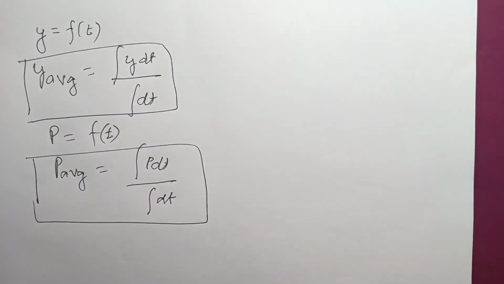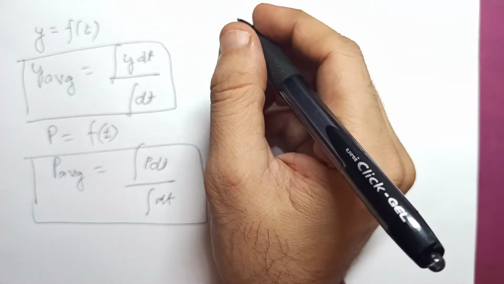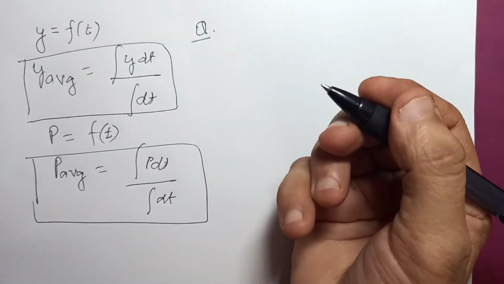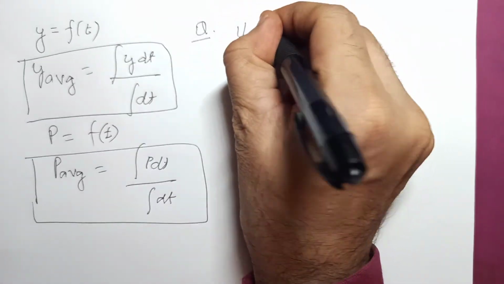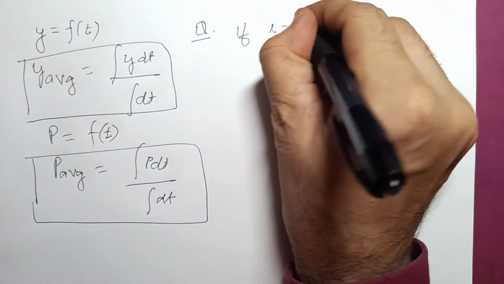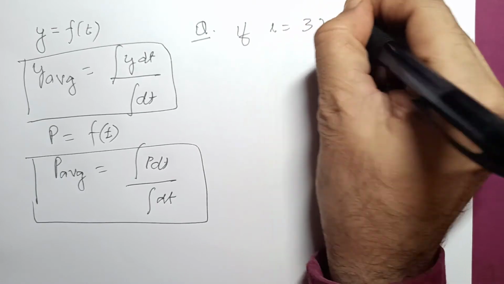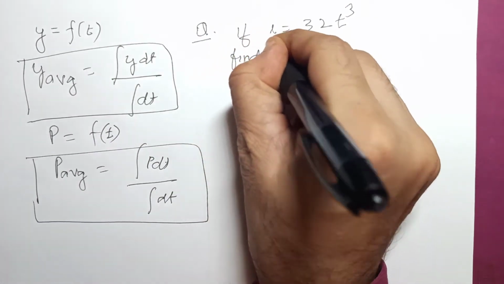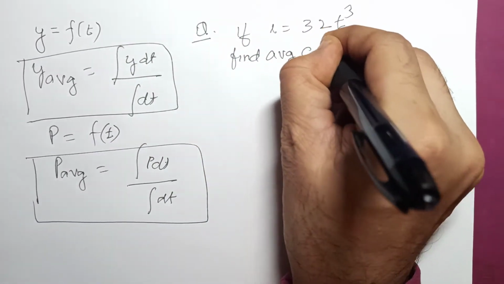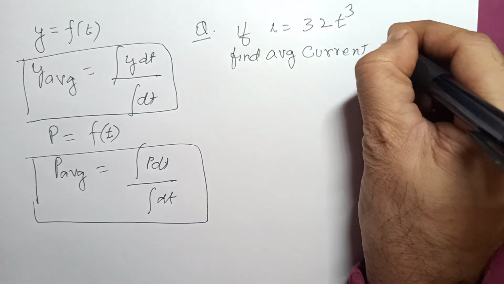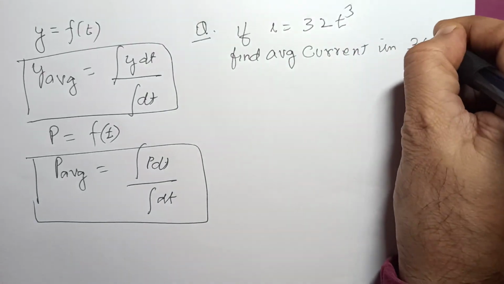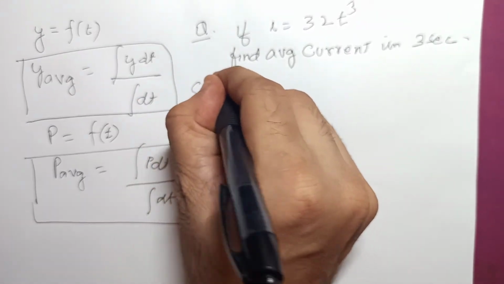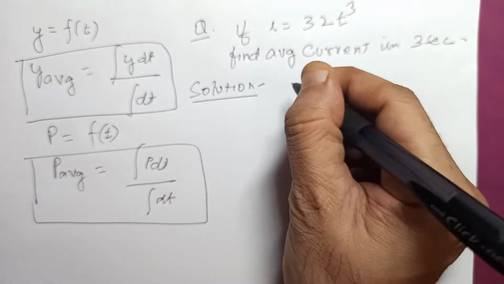Okay, let's take a question. Now, if I is equal to, let's say, 32 t cube, and they are asking: find average current in 3 seconds. Now, using this formula, let's just use this solution.